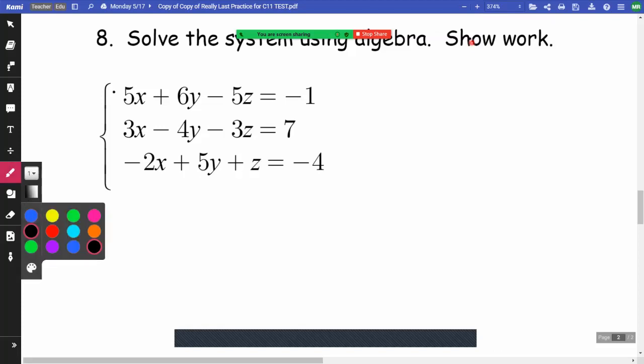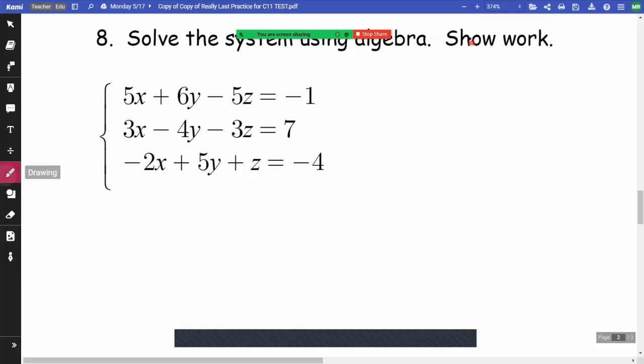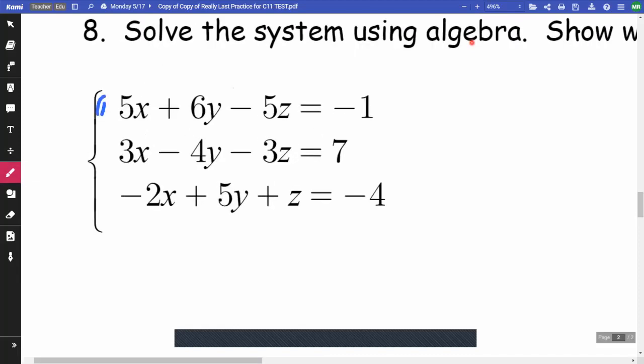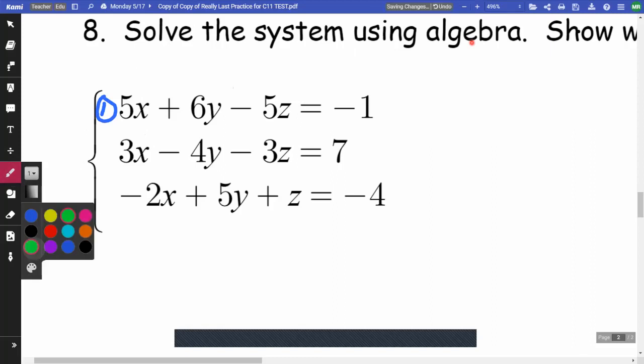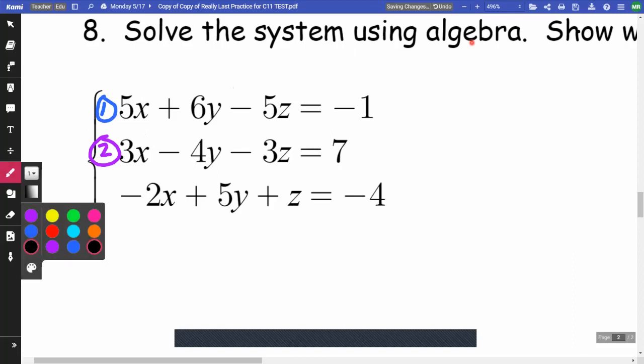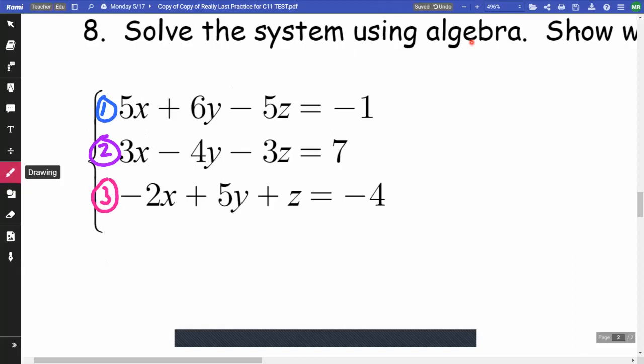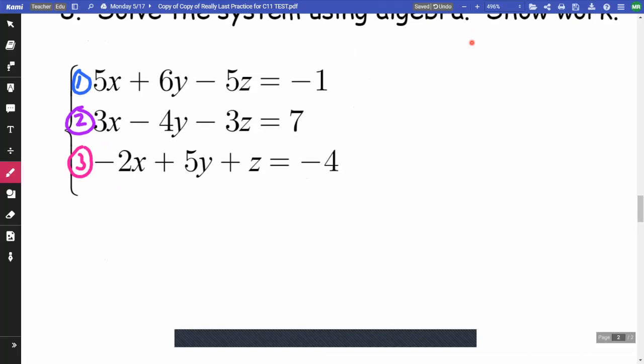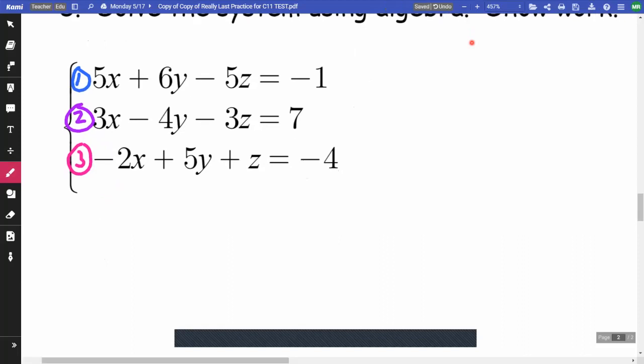Let's say that this one here is equation 1, equation 2, and equation 3. And so I want to get 3 equations with 3 variables down to 2 equations with 2 variables, the same 2 variables. So I'm going to be looking at whether I want to eliminate my x's, my y's, or my z's.